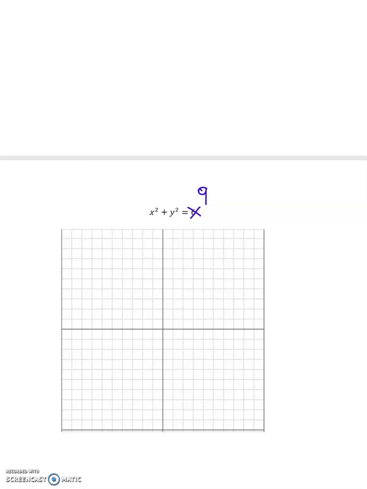Again, our center here is the origin, so I'm putting a point there. This is equal to 9, which is also equal to 3 squared, so my radius here is 3. So I'm going to count 3 points to the right, 3 points up, 3 to the left, and 3 down. And then make a rough sketch of my circle.